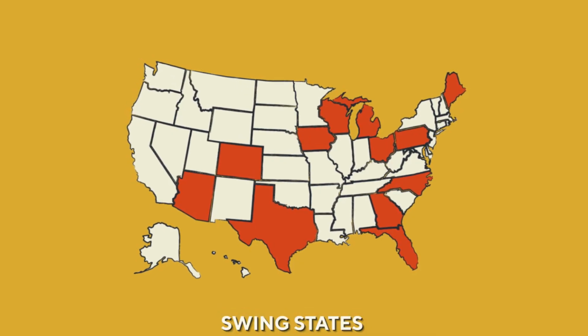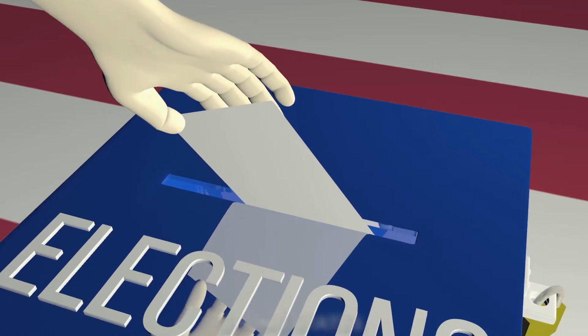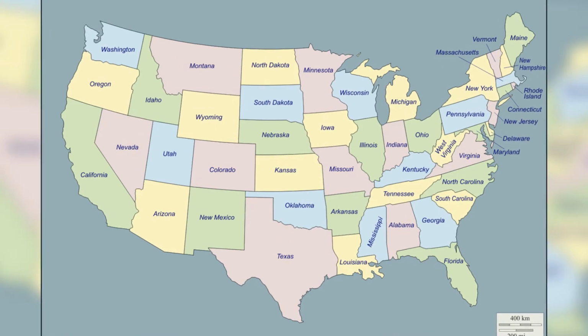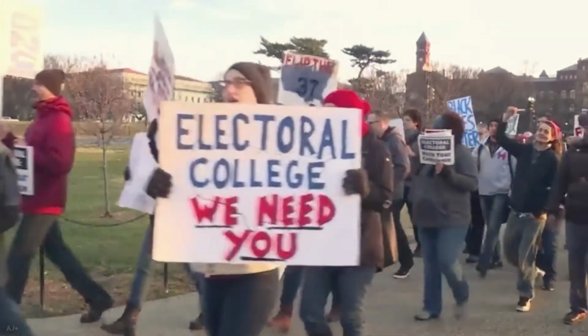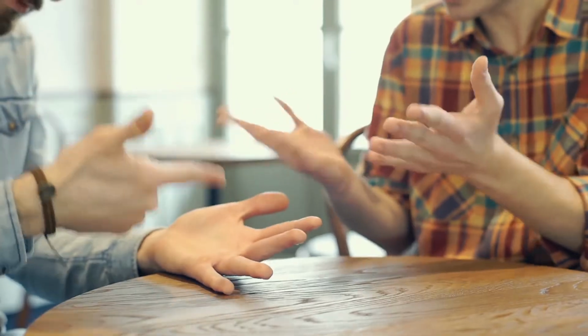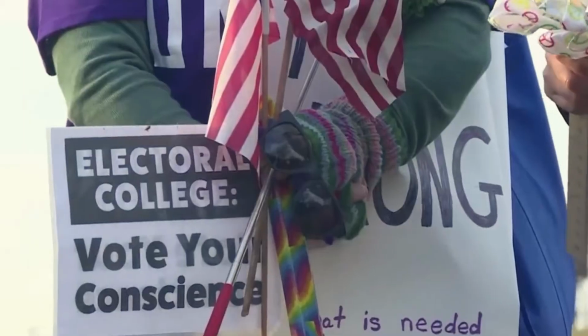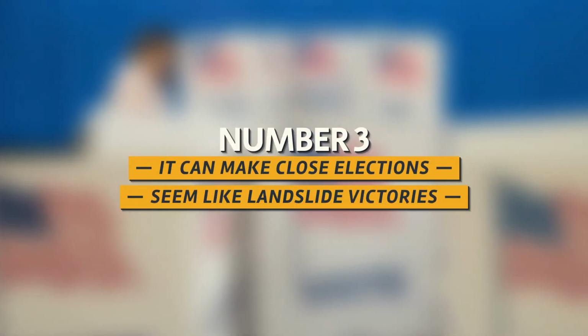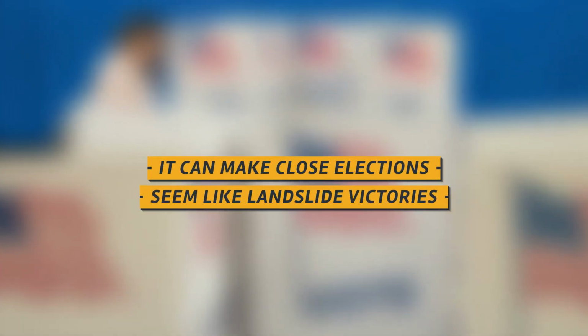Swing states are known for deciding the outcomes of U.S. elections, but regardless of what polls may be declaring Florida and Pennsylvania for Biden, there's a good chance that it won't matter in the end. If you want to know why, keep watching till the very end. In the meantime, here are the top 3 arguments why many people think the Electoral College should be abolished. Number 3. It can make close elections seem like landslide victories.